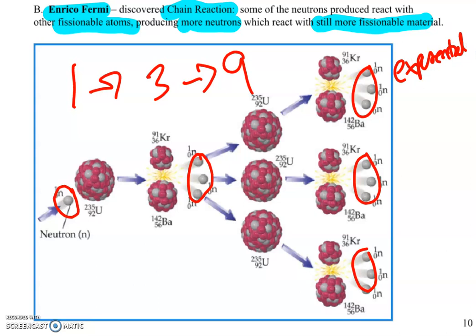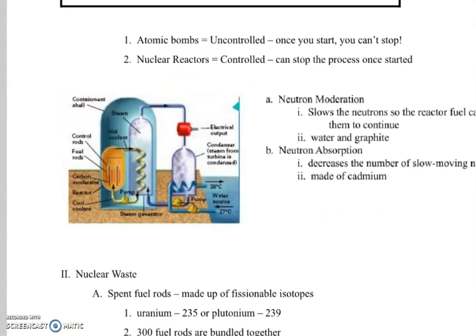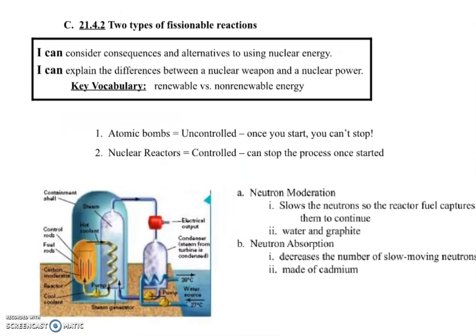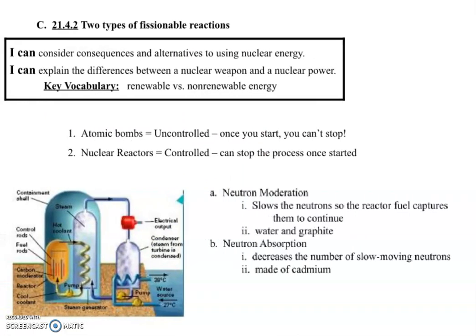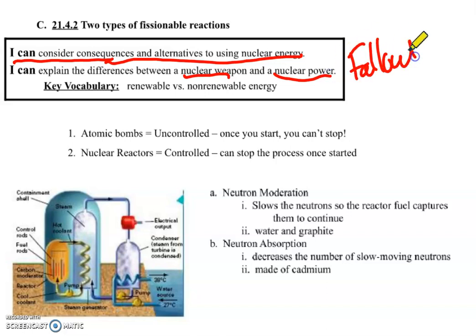Okay, flip to your next page, please. So let's look at 2 types of fissionable reactions. Our key I can statements for this section: I can consider the consequences and alternatives of using nuclear energy. And I can explain the differences between a nuclear weapon versus nuclear power. I want you to think back to the Fallout video we watched in class. And we also will talk about renewable versus non-renewable energy.